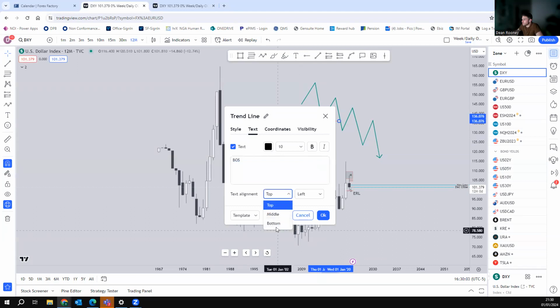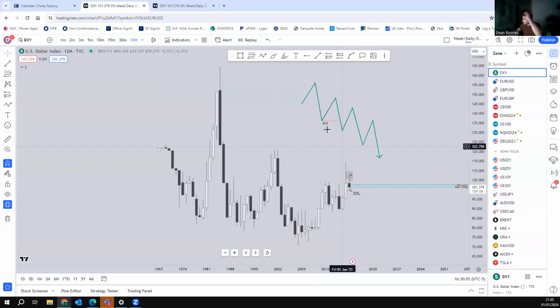So you've got a low there, that's your protected low. Once it comes up, that's a failed swing. We failed to get back above here, and then we go on to make a lower low. So that's the first basics, really.